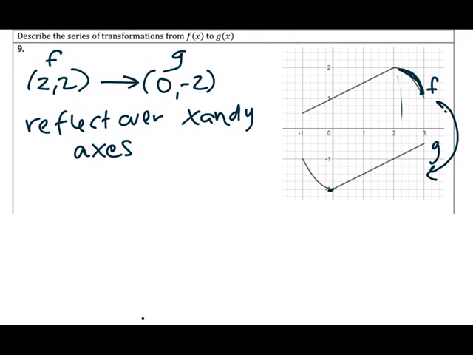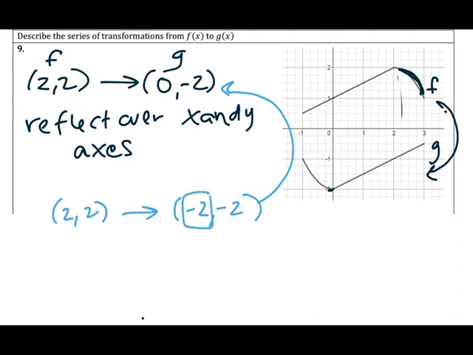Let's see what would happen if I did that to my point. If I took the point 2, 2 and I reflected it over the x-axis, that would make this -2. And over the y-axis, that would make this -2. So that would get me to the point -2, -2. And that is not what I need. So what needs to change is this portion here. Something else needs to happen to make this go from -2 to 0. Well, how do I make this go from -2 to 0? I must translate 2 to the right.